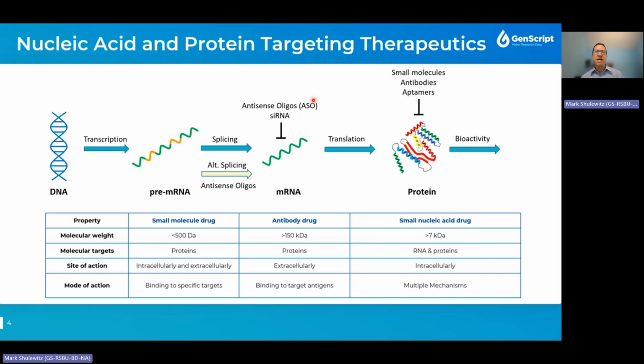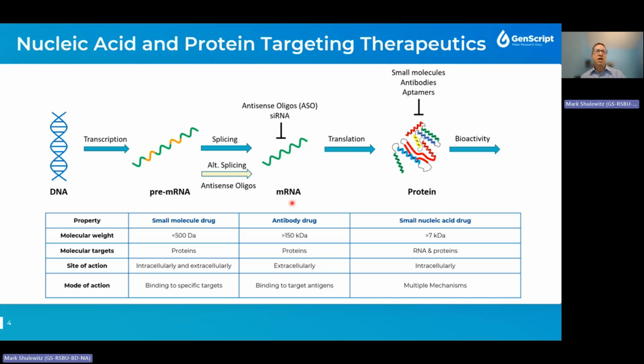Antisense oligos, also called ASOs, and small interfering RNA, also called siRNAs, target mRNA transcripts, preventing the translation of disease-causing proteins. Antisense oligos can also be used to restore normal protein function. Mutations in genes can result in non-functional proteins leading to disease. In some cases, antisense oligos can be used to modulate splicing to now generate an alternative messenger RNA that no longer contains the mutation and can be translated into a functional protein.